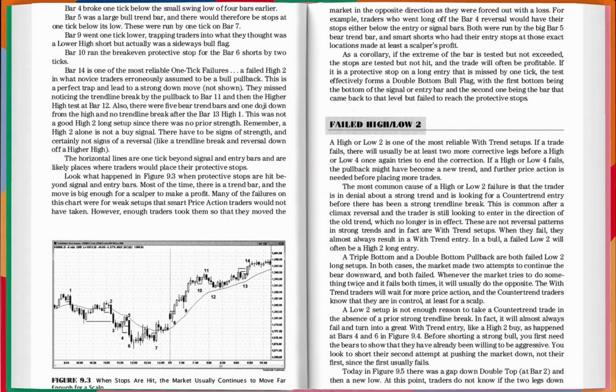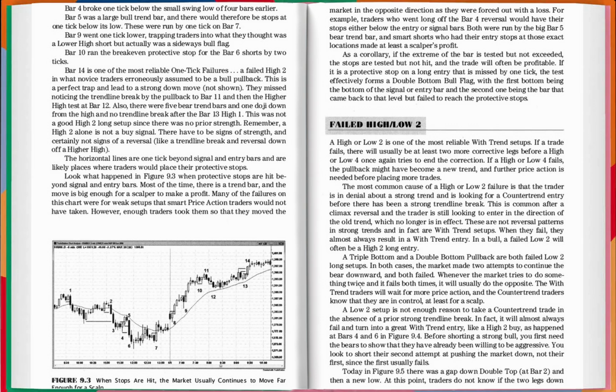Whenever the market tries to do something twice and it fails both times, it will usually do the opposite. The with-trend traders will wait for more price action, and the counter-trend traders know that they are in control, at least for a scalp. A low 2 setup is not enough reason to take a counter-trend trade in the absence of a prior strong trendline break. In fact, it will almost always fail and turn into a great with-trend entry, like a high 2 buy, as happened at bars 4 and 6 in figure 9.4.